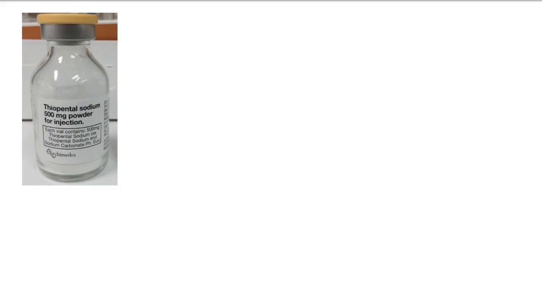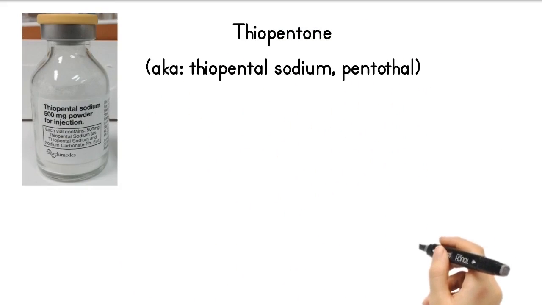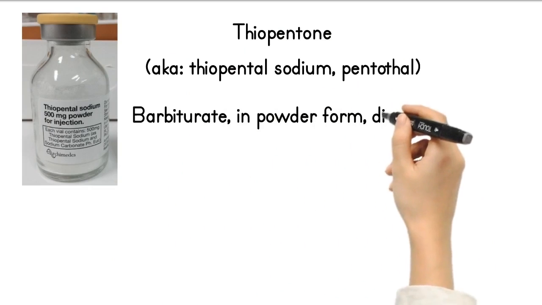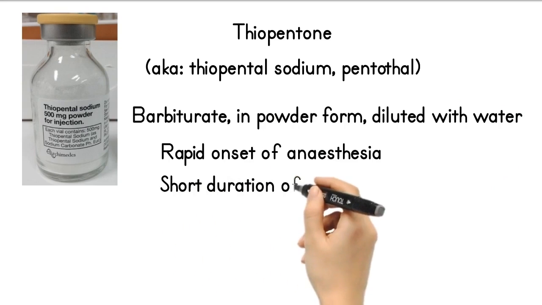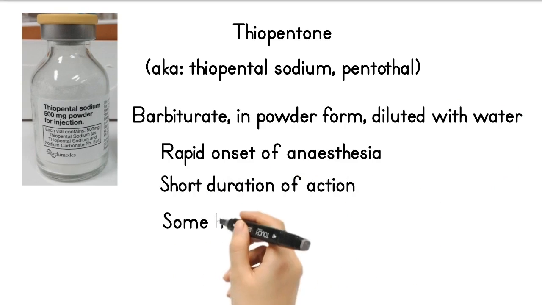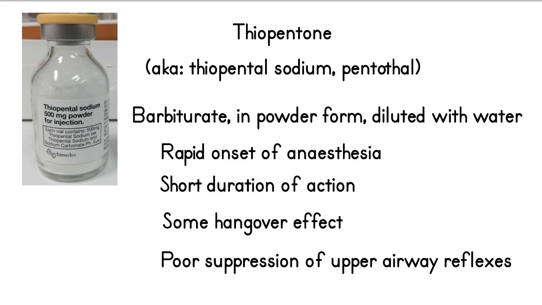From the 1930s until the 1990s, thiopentane was the dominant intravenous anaesthetic agent. It's a barbiturate, it comes in powder form, it's diluted with water. It produces a rapid onset of anaesthesia. It also has a short duration of action, but it does have some hangover effect in contrast with Propofol, and it doesn't suppress airway reflexes as effectively, which is what gives Propofol a significant edge in modern use.